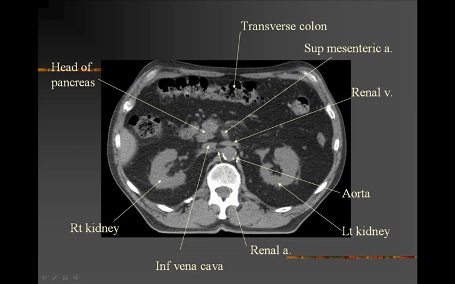Note the calcifications that are seen in the walls of the aorta. These are most probably calcified atherosclerotic plaques.